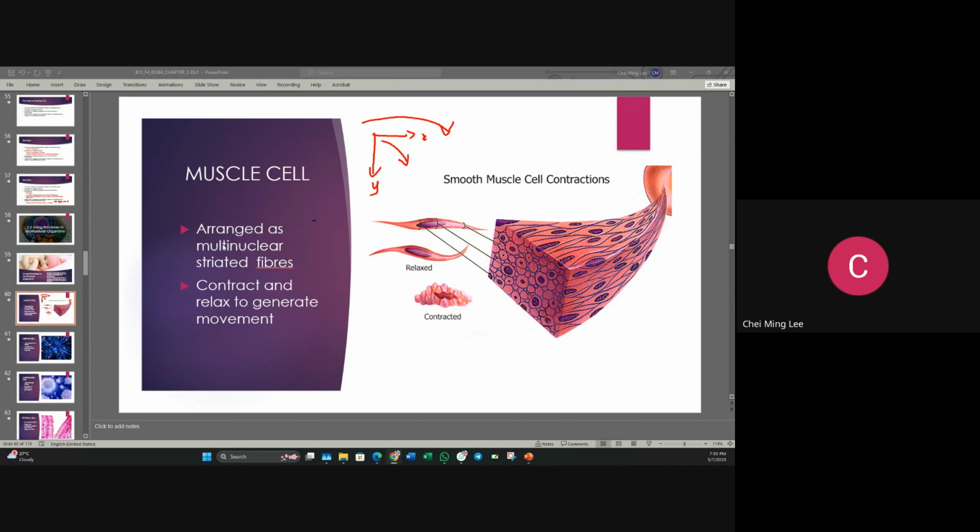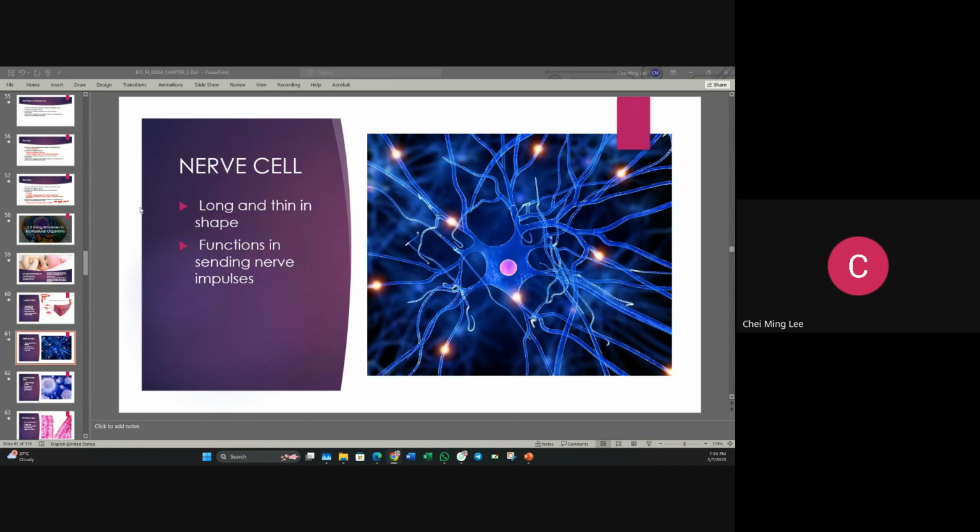Okay, I think another one, then we finish. Like the nerve cell, like I said, you see there's a lot of network here, and it's long and thin in shape. The function is to send the nerve impulse. That's why you see many networks. Okay, all right.